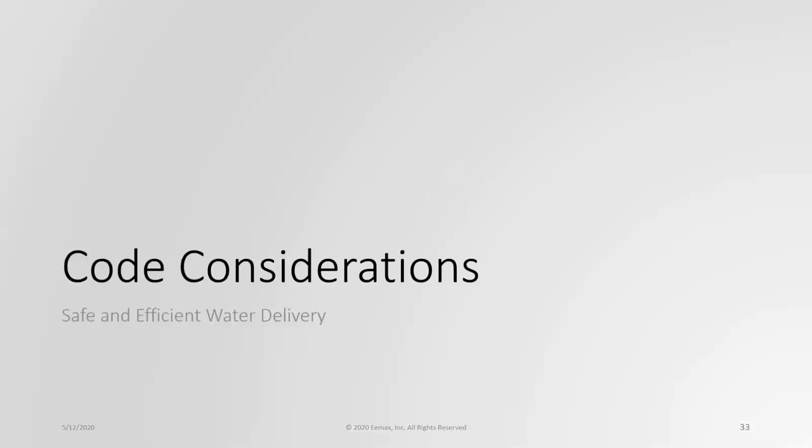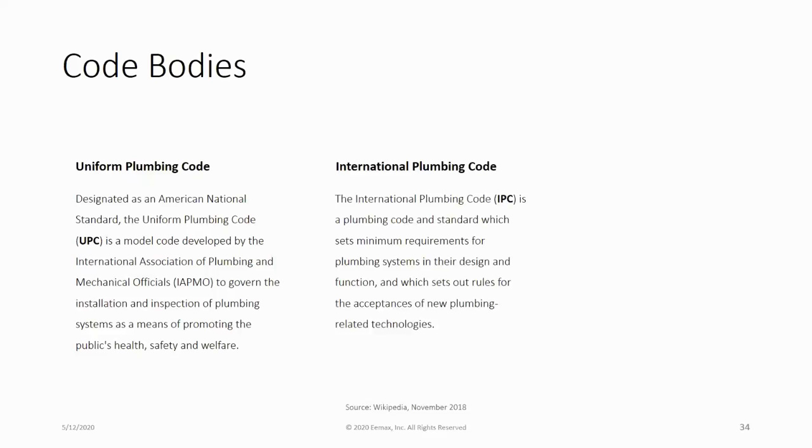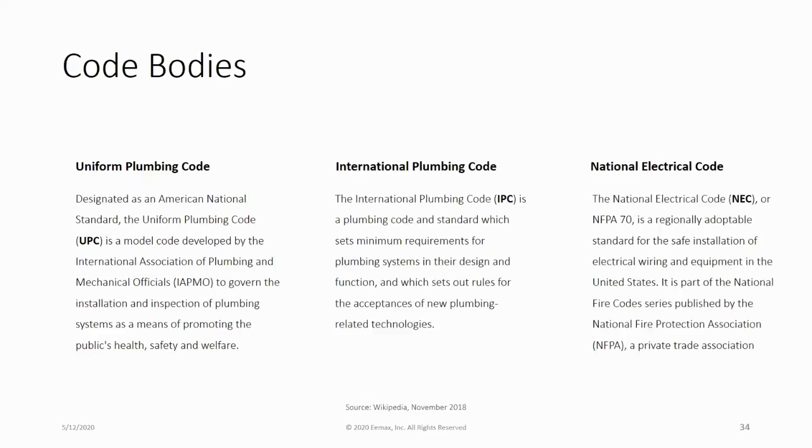So we mentioned temperature is subjective. There's a couple of different organizations out there that give suggestions, but what do the codes say? So we'll talk UPC, Uniform Plumbing Code, developed by IAPMO, to govern the installation and inspection of plumbing systems. IPC, International Plumbing Code, sets the minimum requirement for plumbing systems. National Electric Code: anytime you're installing a piece of electrical equipment or electrical wiring, you've got to make sure that it's safe.